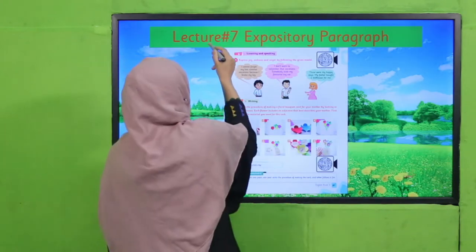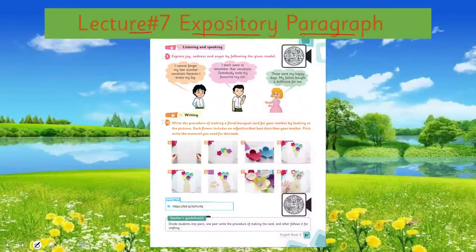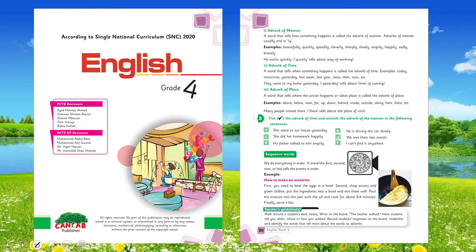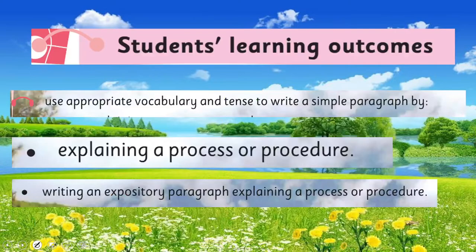Our today's lecture, lecture number 7, is the expository paragraph. We will learn how we can write a paragraph through a process and a procedure. Before, in English for grade 4, we have already learned about sequence words, so how we can arrange words in a sequence. I hope you remember it. If you do not, you can watch this video lecture again.